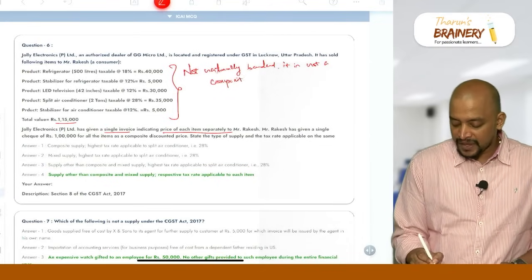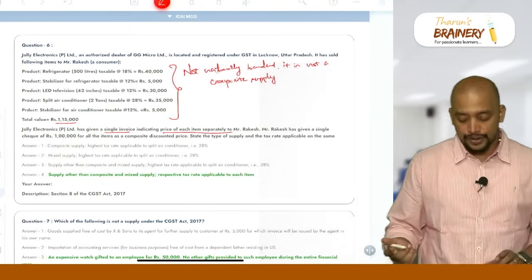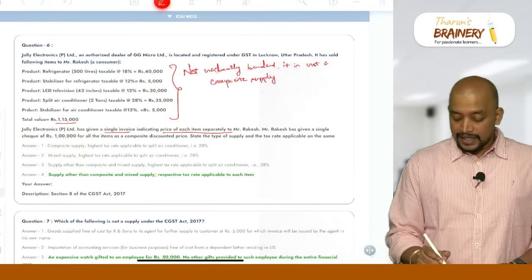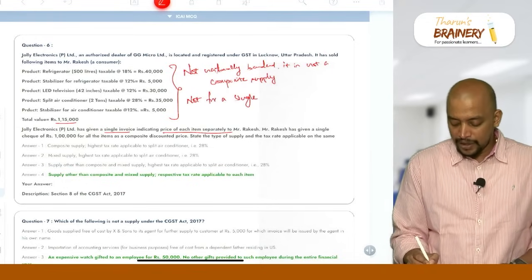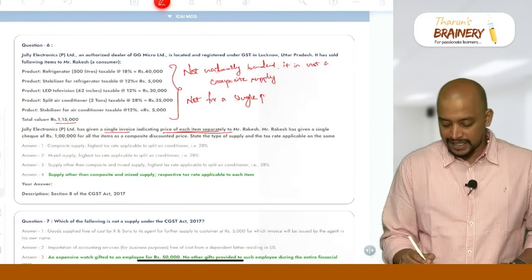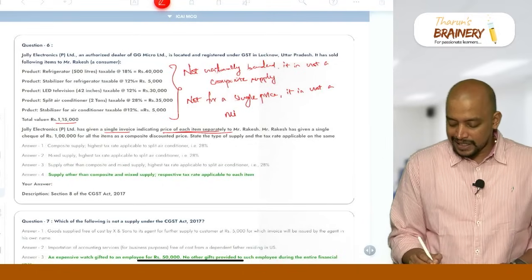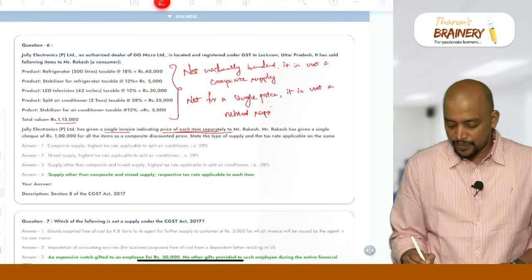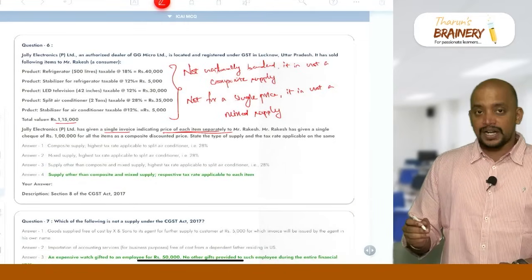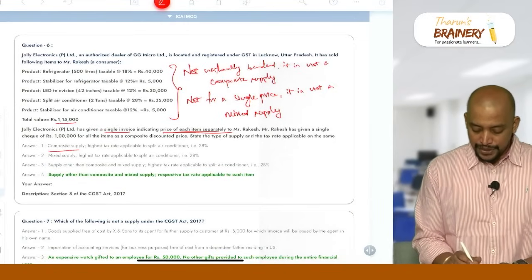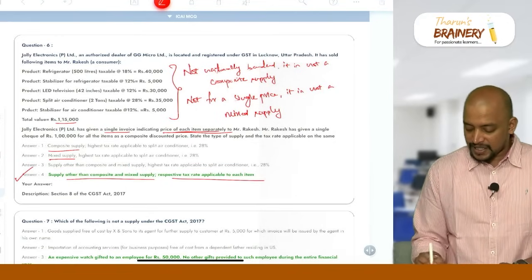Then, would we apply mixed supply? Why is it not naturally bundled? Because refrigerator, AC, LED, definitely it is not naturally bundled, and not for a single price. Yes, because if you see here each item is priced separately, not for a single price, it is not a mixed supply. So it is neither composite supply nor mixed supply. Then what will it be? It will be individual supplies. When it is individual supplies, we will take the respective rate for the respective supply.